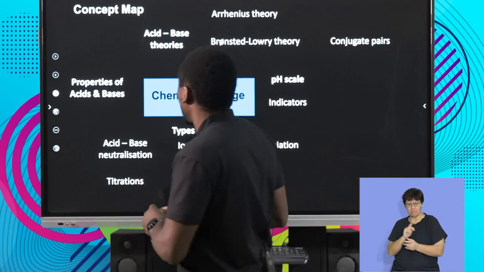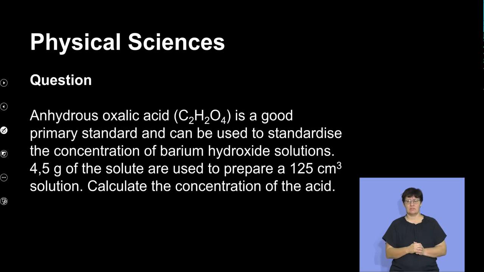Right. Now, in this case, we've got anhydrous oxalic acid. Anhydrous suggests that there is no water of crystallization in these granules of oxalic acid, whose formula is C2H2O4. It's a good primary standard. And if we talk about a standard, what are we talking about? We're thinking of a standard solution whose concentration is actually known, okay? And it can be used to standardize the concentration of barium hydroxide.